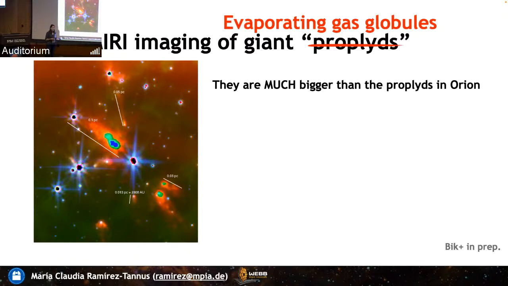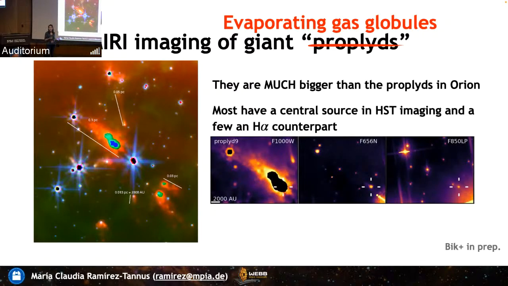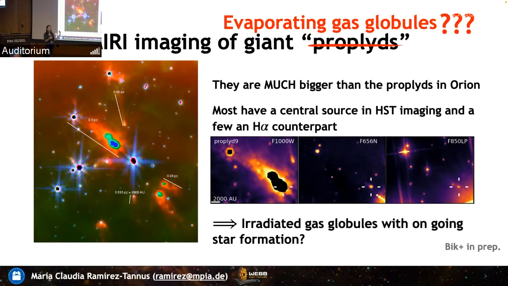But this is not the only puzzle, because when we looked at the HST images, we see that most of them are detected in H-alpha. So you see here an example. In the middle panel, in the H-alpha image, you still detect some elongated feature. But then if you look at 850 micron, it is not only an elongated feature, but we detect a binary star in the middle.